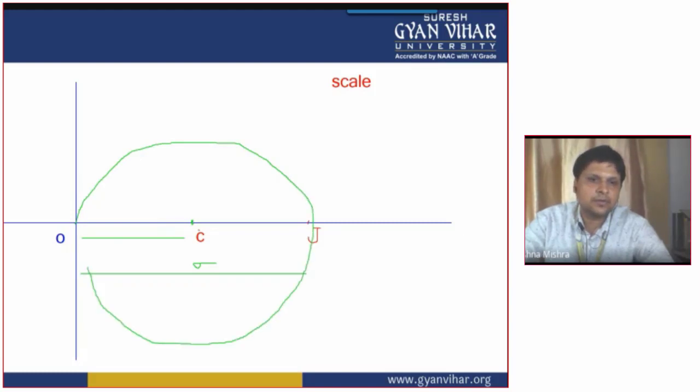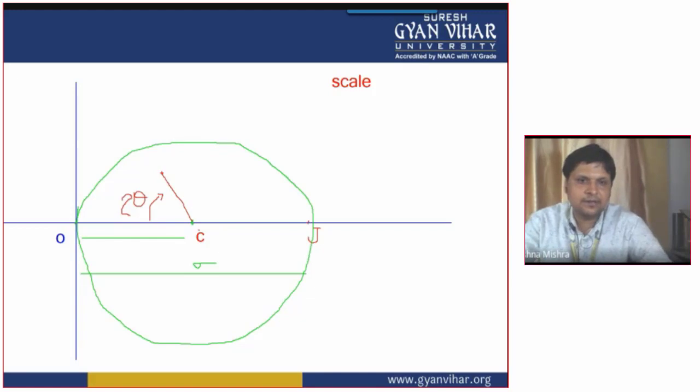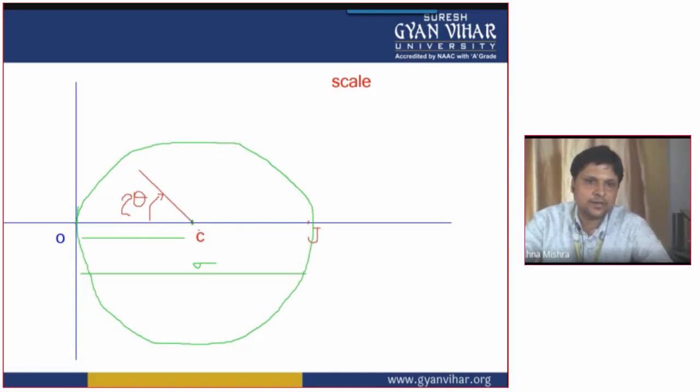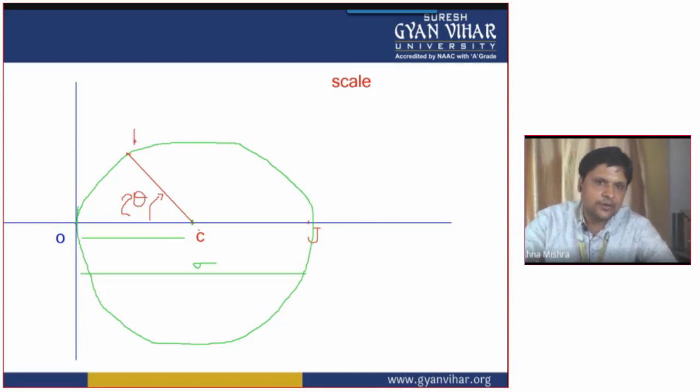The circle is not coming out exactly the same shape. In this way, we have drawn the circle, and from this point C, whatever angle of the inclined plane is given in the question, we will take its twice value and mark that angle with the help of a protractor. Wherever it intersects the circle, we will mark that point as P.